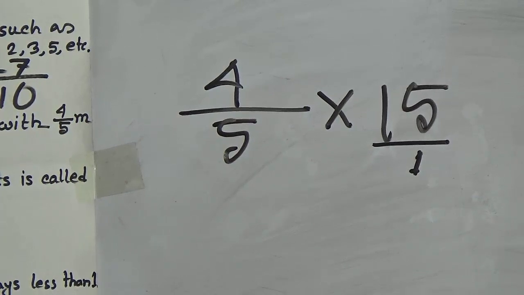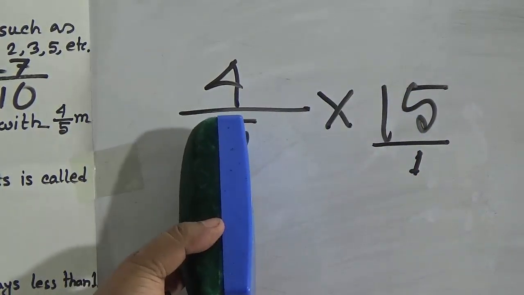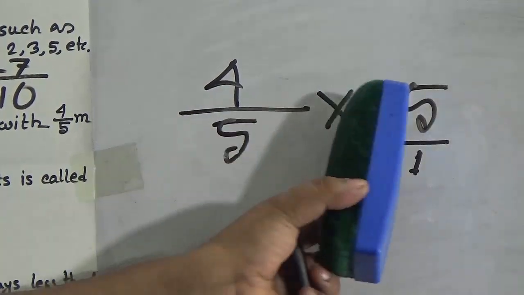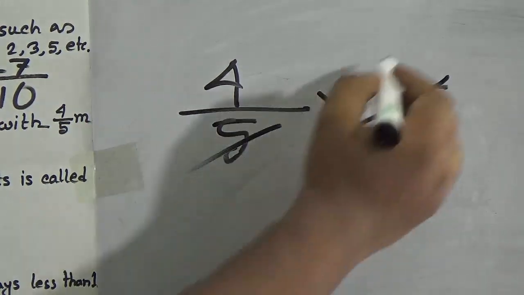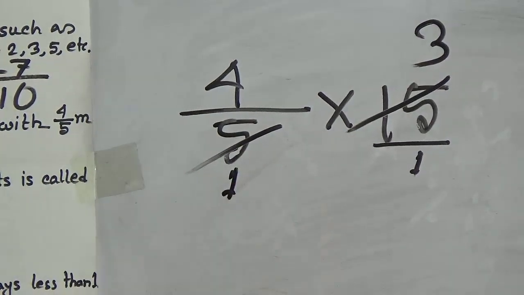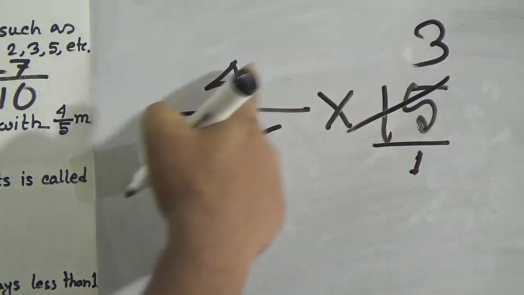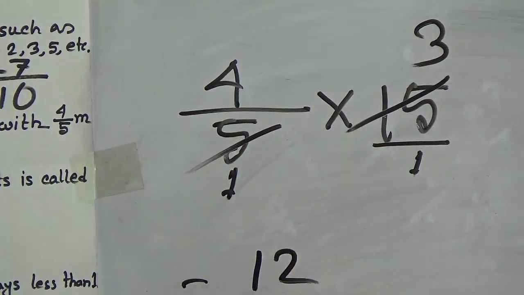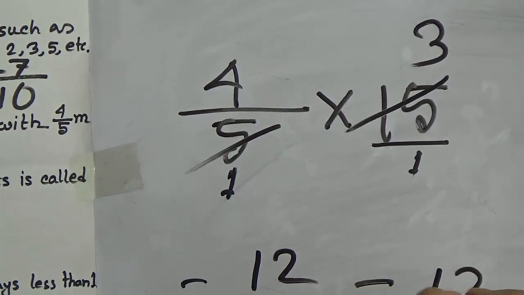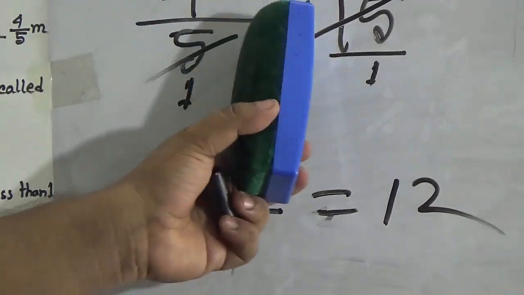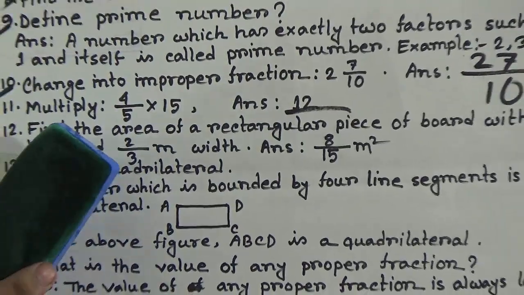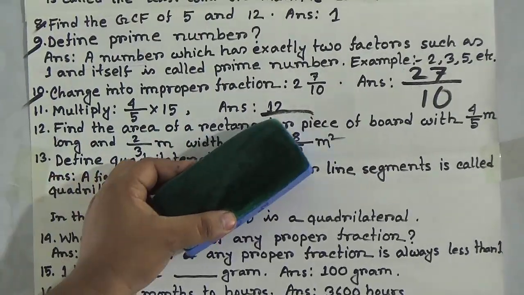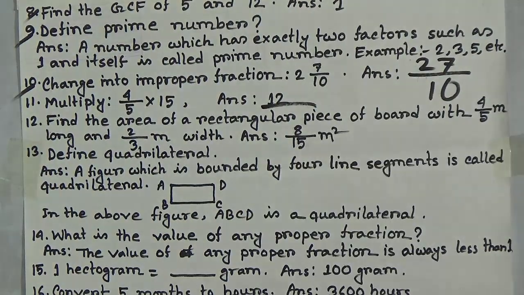Now, in 15 how many times does 5 go, or we cut this 15 by 5. That means if we cut 15 by 5 then we get 3, and here is 1. So 4 3s are 12. So if we multiply 4 by 5 with 15 then we get 12, and 12 is the answer.